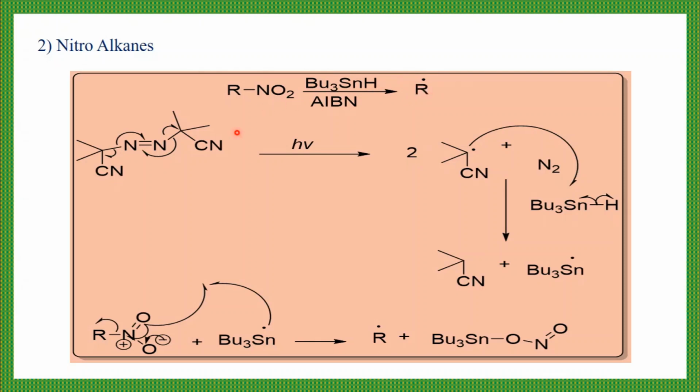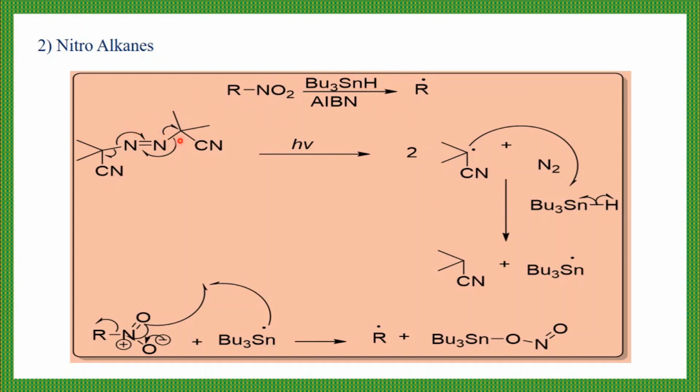Then the next step is we'll see its reaction mechanism, how this tributyltin hydride and AIBN convert this nitroalkane into an alkyl radical or R radical. That reaction mechanism is nothing but a step-by-step explanation. So for your detailed understanding, I'm going to show you the reaction mechanism of this.